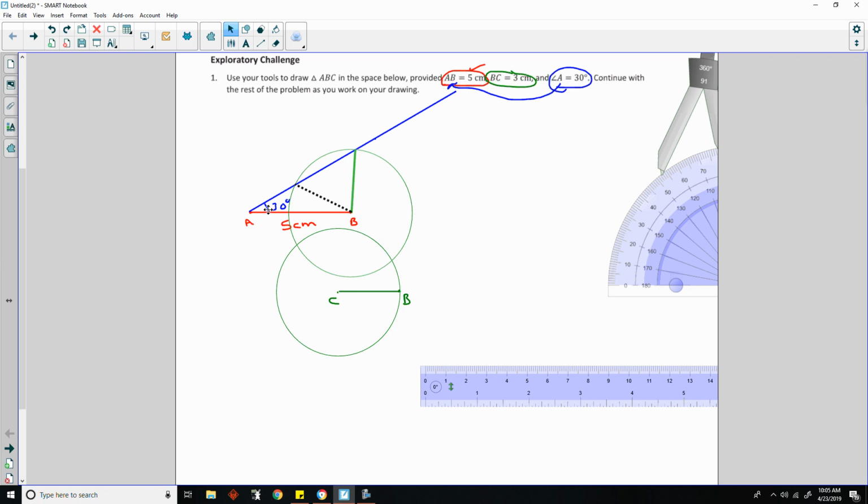Okay? So AB was given, it was 5 centimeters. The measure of angle A with this blue ray and the red ray creates a 30-degree angle. But for me to have a non-included side, if the angle's not in between the two sides we know the lengths of, then we create two different triangles, because this is 3 cm and this black dashed line is 3 cm. So I was able to create two different triangles, so therefore not unique.